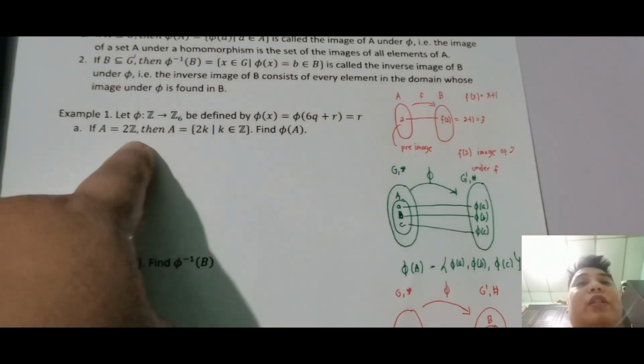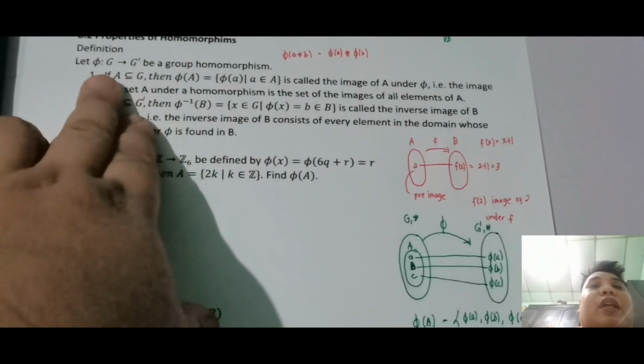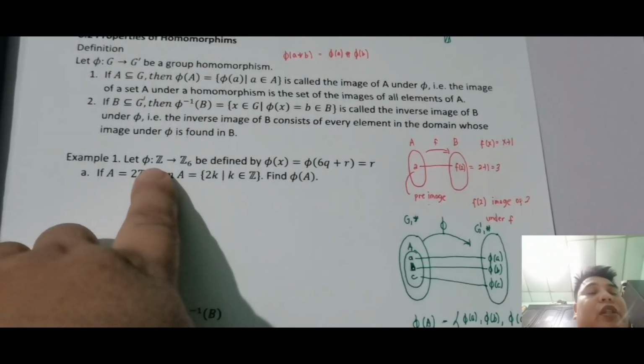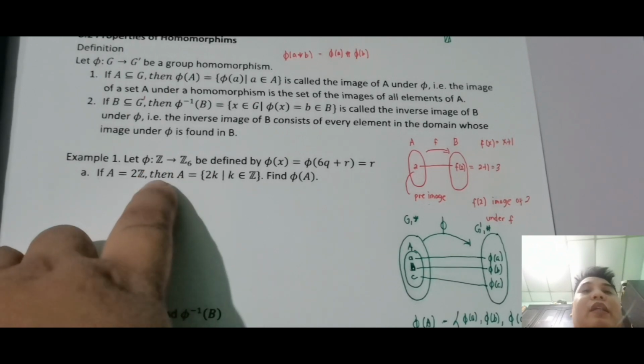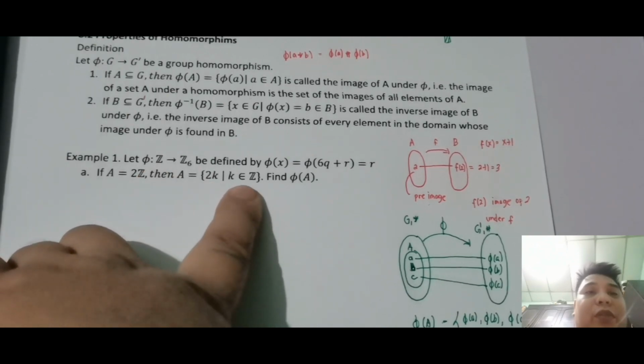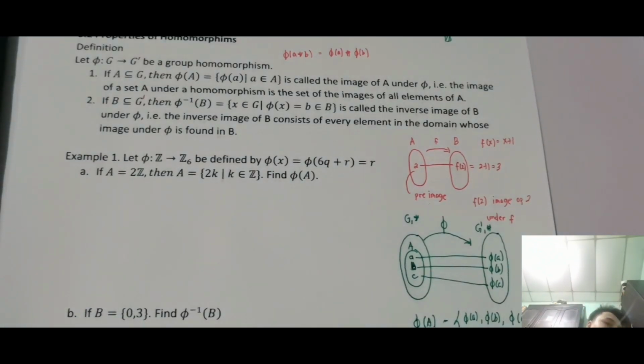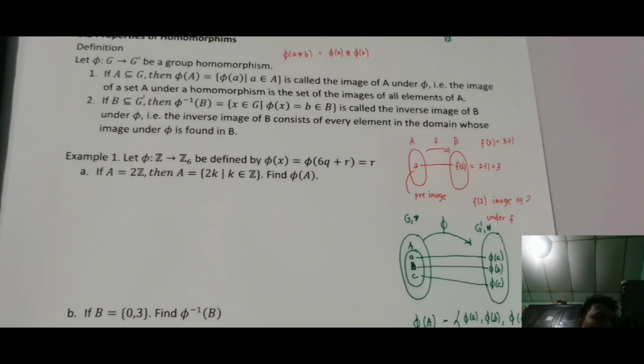Again, so that you understand better, let's add an example. Example number 1. Let P be a function, a mapping from Z going to C sub 6, defined by P of X is equal to P of 6Q plus R is equal to R. Again, 6Q plus R is equal to R. This is example number 1 from our previous video. If A is equal to 2Z, then 2Z is a subset of Z, which is the first condition. If A is a subset of G, is 2Z a subset of the integers? Yes, it is a subset. Then A is equal to 2K such that K is an element of Z. Yes, that's correct. Now, find P of A.